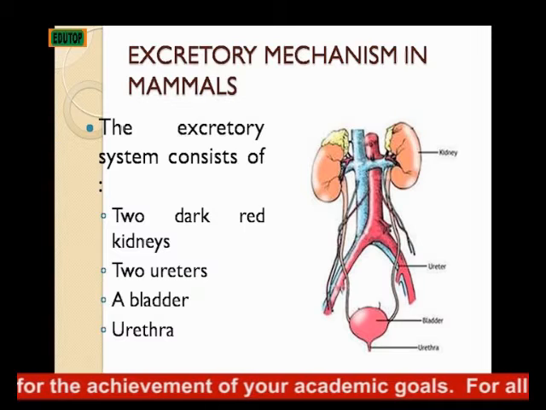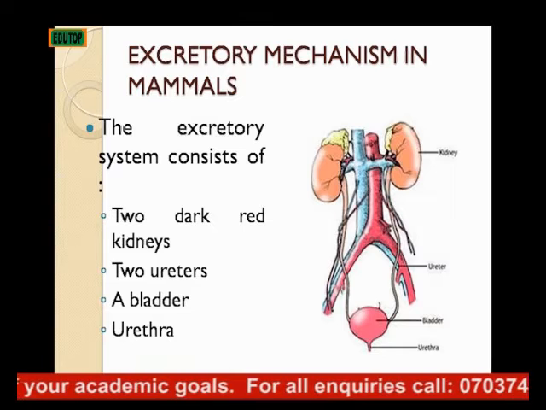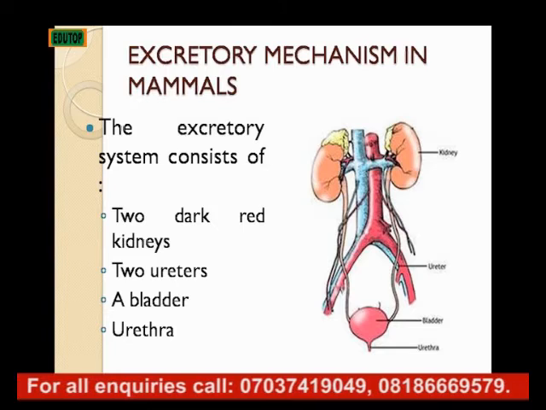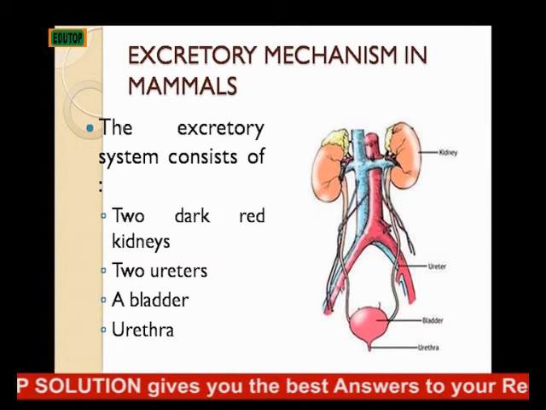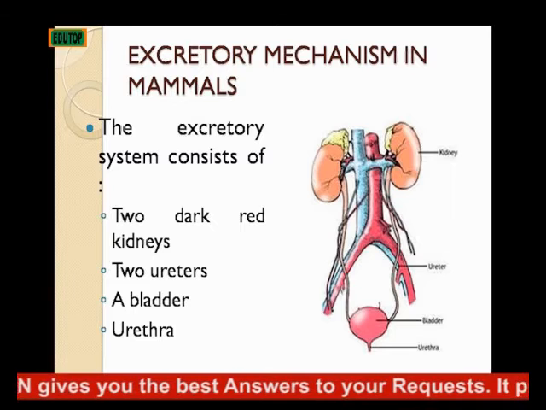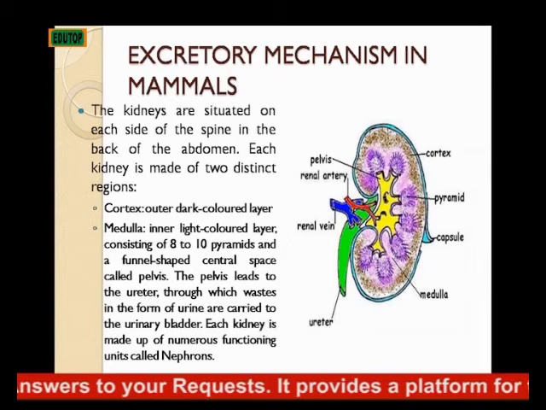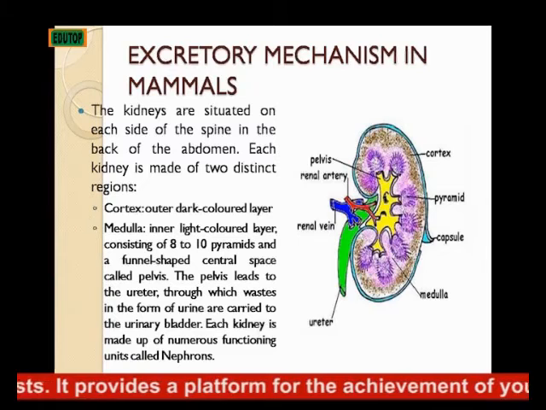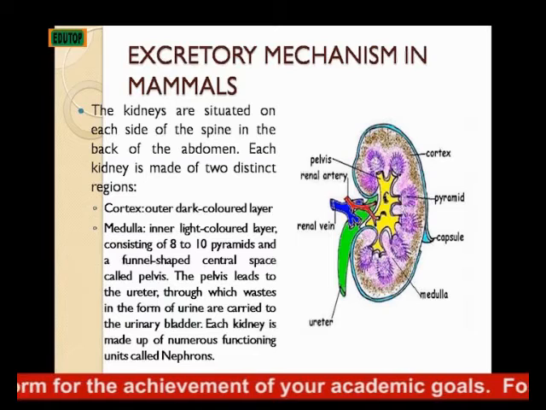Then two ureters. That's the tube that carries urine from the kidney to the bladder. So you can see the long tube reaching from the kidney to the bladder. That's the ureters. Then the bladder itself. Then the urethra. The urethra is the opening of the bladder that releases the urine. The kidneys are situated on each side of the spine, in the back of the abdomen, one on each side.